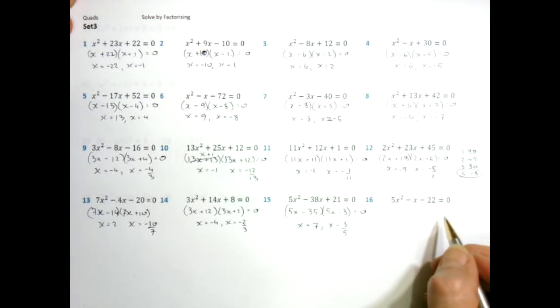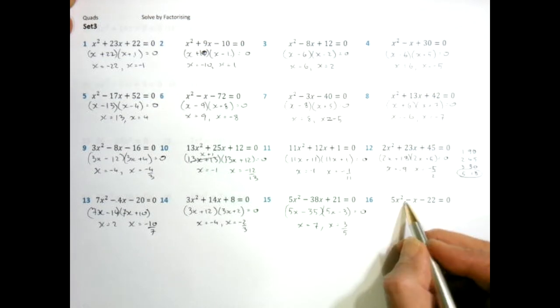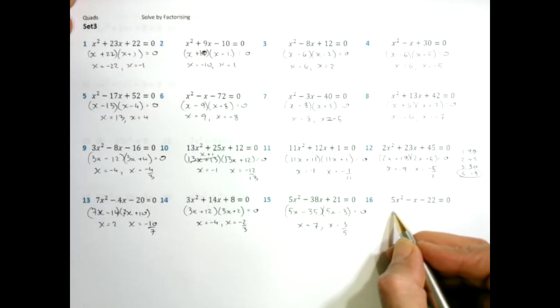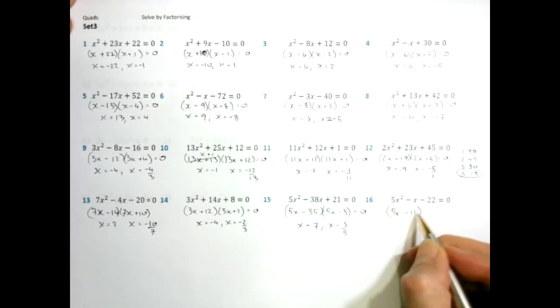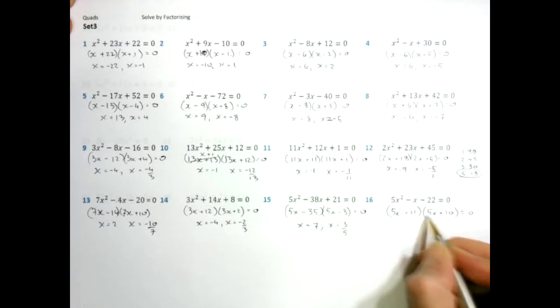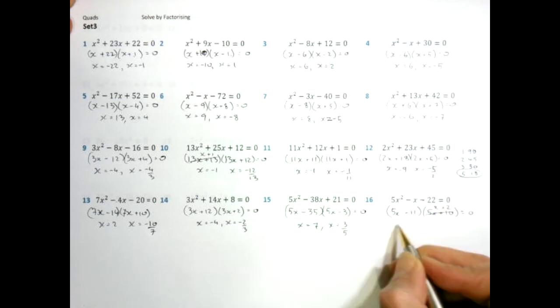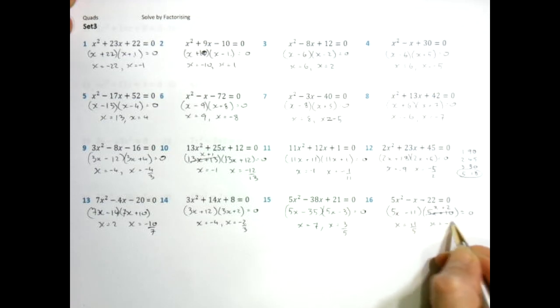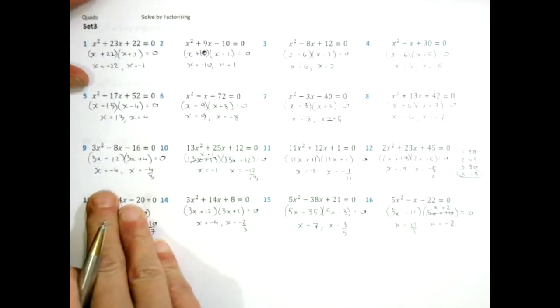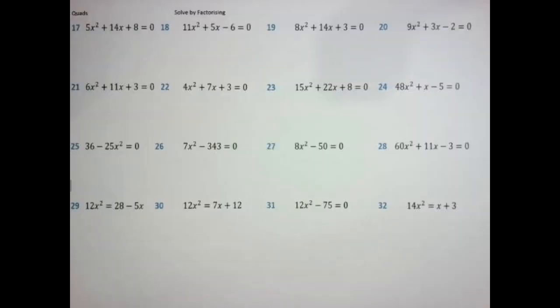5 22s is 110, factors of 110 with a difference of 1, 11 and 10. So 5x minus 11, the big number goes with a minus when the signs are different, and 5x plus 10. This one would cancel by a factor of 5, so x is equal to 11 fifths, x is equal to minus 2, and cancel the 5. And the last 16, and we're done.